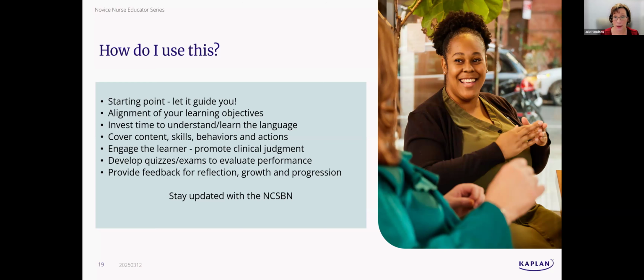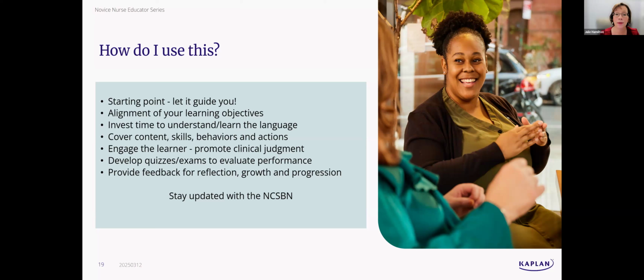Align your learning objectives with the test plan. Invest your time to understand it, learn the language, and talk the talk. When you're with your students in your classroom, talk the talk, the language of the test plan. Cover content, skills, behaviors, and actions that you know the student needs to demonstrate on the NCLEX, because that's the most important in the topic that you're teaching right here, right now.